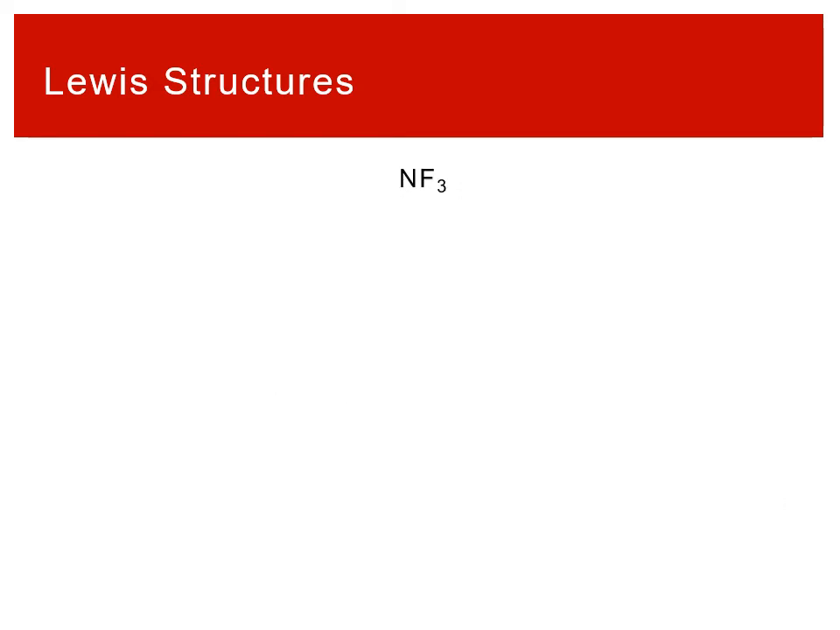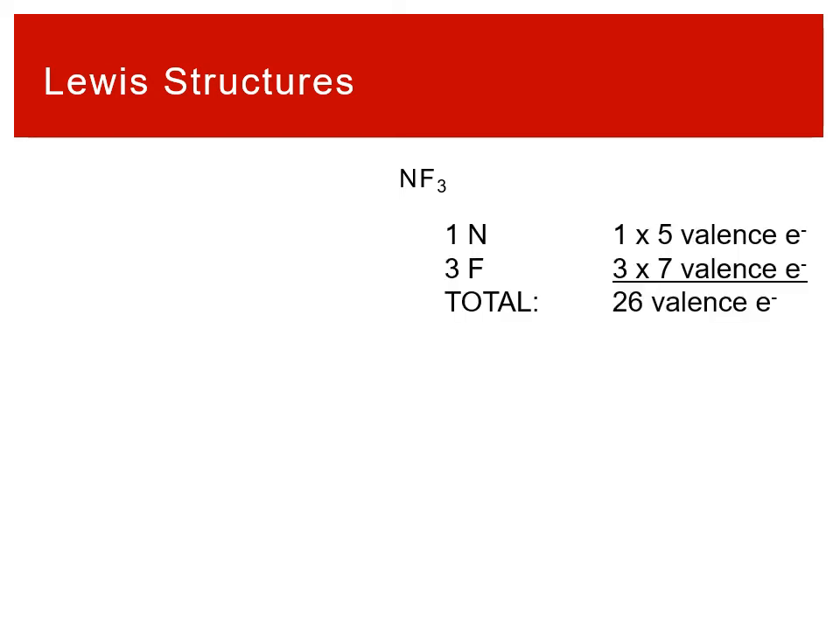Let's do NF3. All right, count the total valence electrons. 5 for the 1 nitrogen, 7 each for the 3 fluorines, for a total of 26 valence electrons. Draw out our structure. Nitrogen in front means it goes in the middle. Nitrogen having single bonds out to the 3 fluorine atoms. Do some accounting here. From the 26 I started with, I have placed 6 electrons, giving me 20 electrons left.